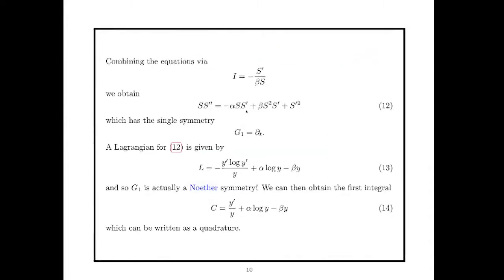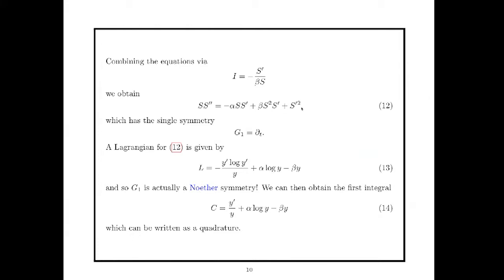Right, so you solve the first equation for I, and you obtain I as minus S prime over beta S. You substitute into the second equation, and you get this nonlinear second order equation. Okay. Unfortunately, when you analyze this equation for symmetries, regardless of the values of alpha and beta, you only obtain the single symmetry partial T.